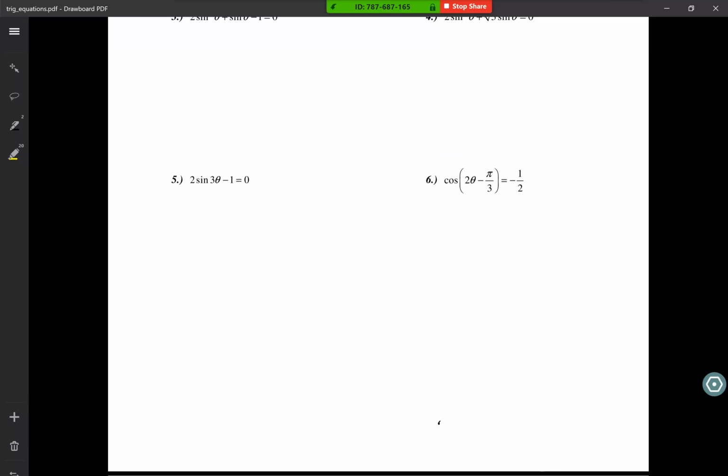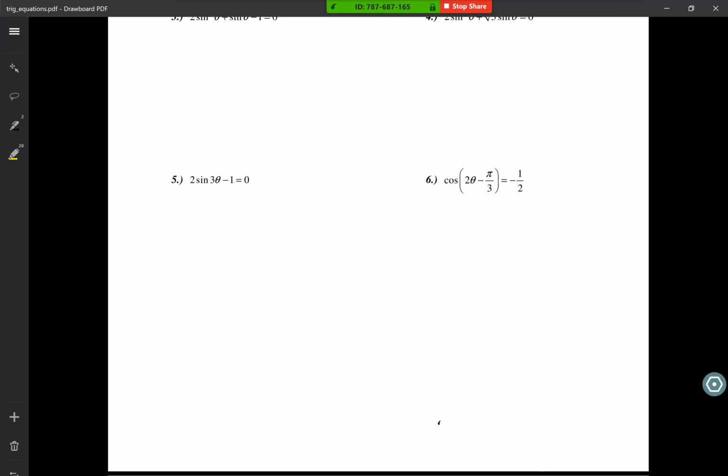I think I might have solved this one last time. I don't remember when we did a general solution, but I know that some of the problems in Hawks ask you to find solutions in 0 to 2 pi. So I want to talk a little bit about how we do that in this particular context. So we approach number 5 like we would with other types of problems.